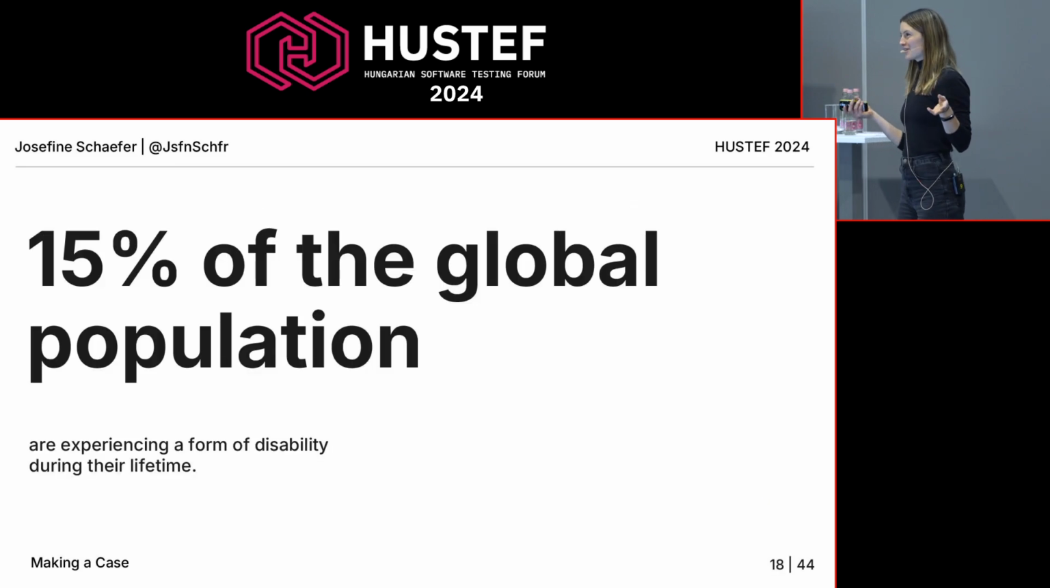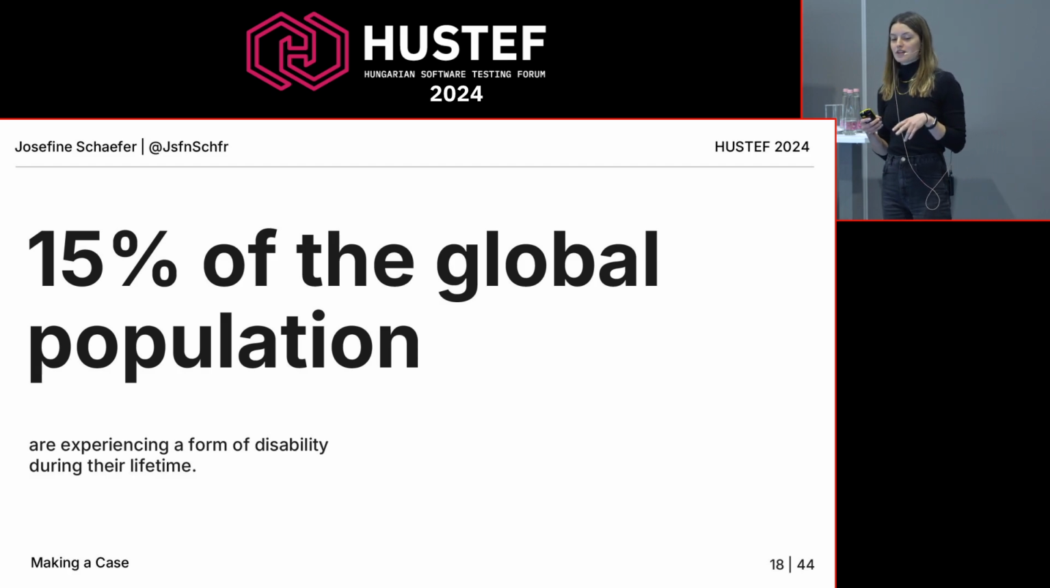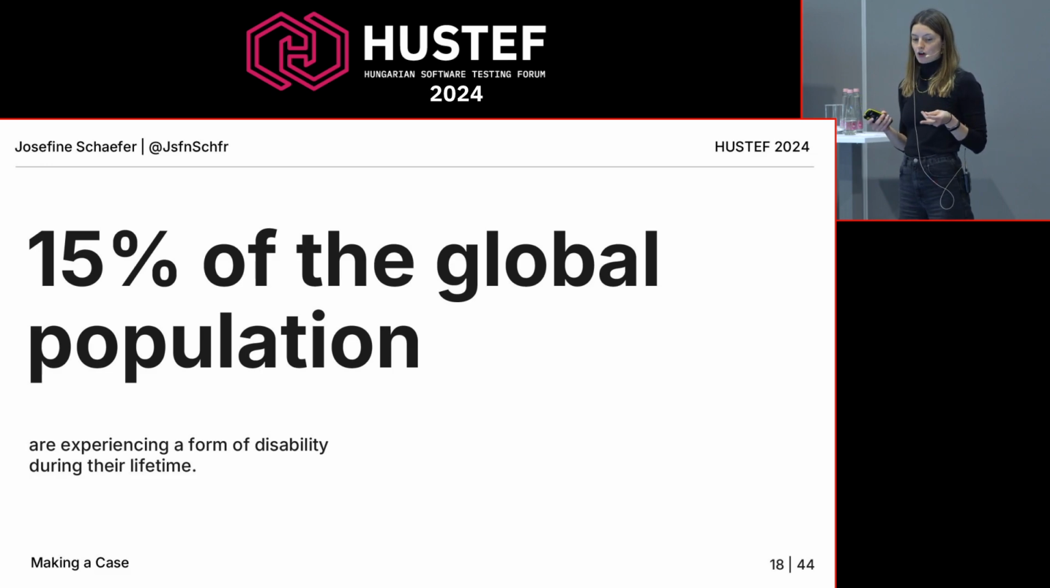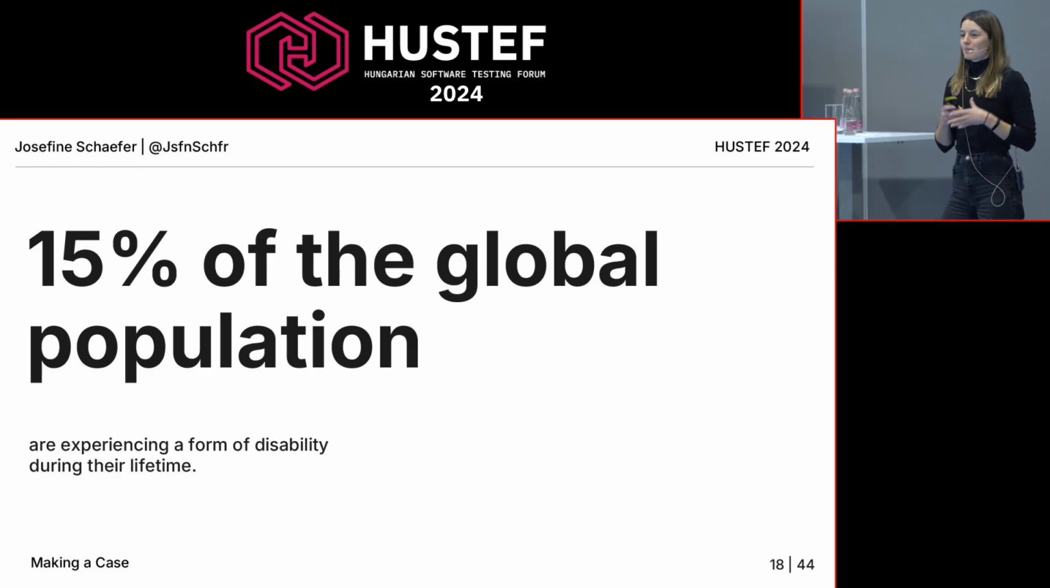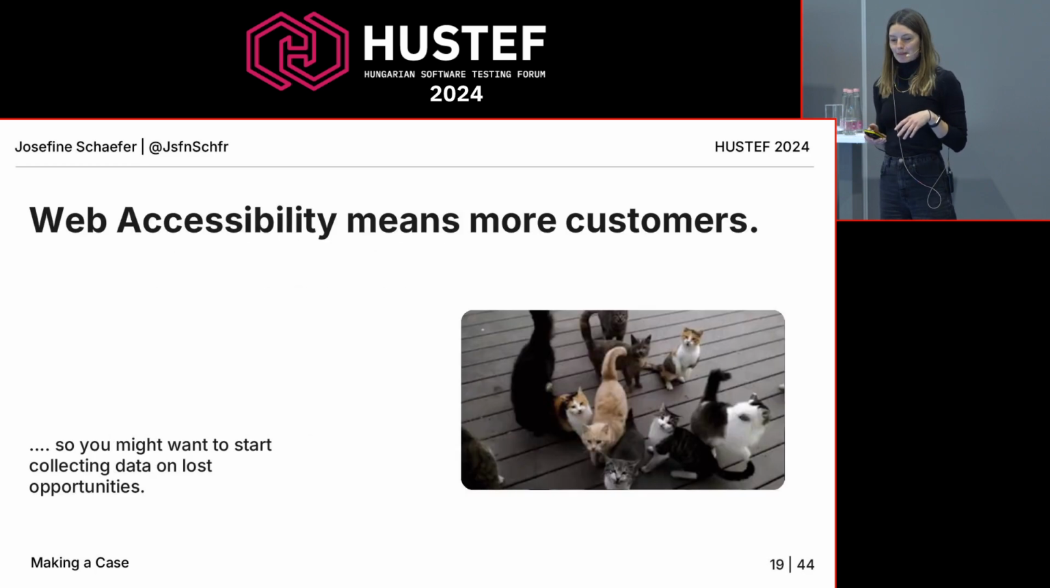And numbers also help. So sometimes it helps to talk about the statistics by the WHO. They found that 15% of the global population are experiencing some form of disability. Again, global data is super hard to collect, but even if it's just a ballpark, that's so many people, and so much revenue that the company might be losing out on, that it might help a little bit.